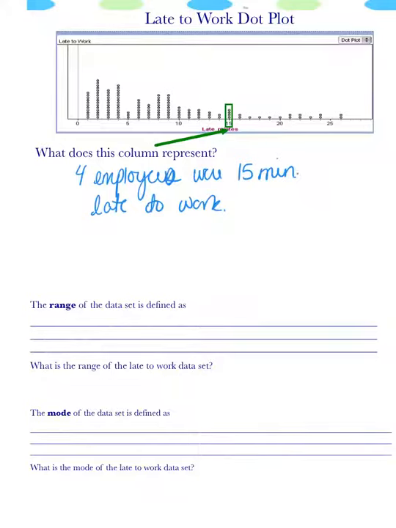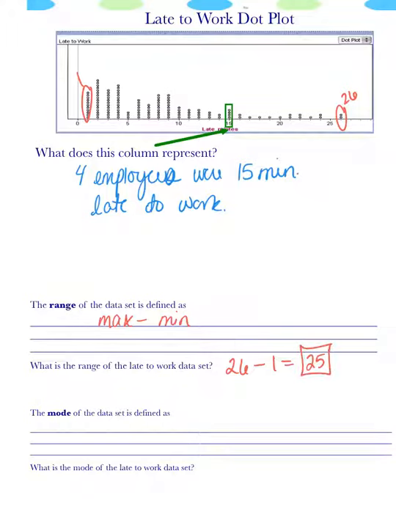Next, let's define the range. So the range of any univariate data set is going to be the max data entry minus the minimum data entry. So here I can see my max data entry is a 26, and my min data entry is a 1. Notice it doesn't matter how many dots I have there. The max data entry is a 26, the minimum data entry is a 1, therefore my range is 25.